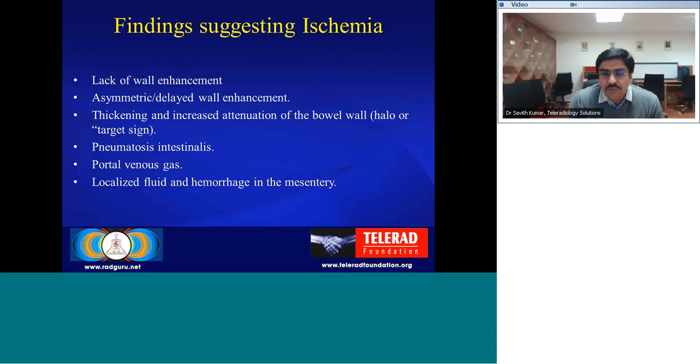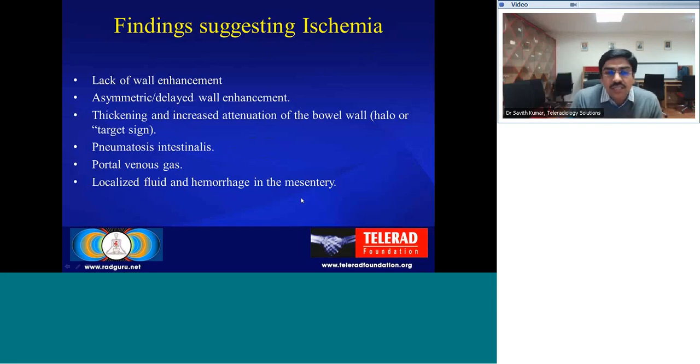One of the main complications, or the most important complication, is ischemia or ischemic injury to the bowel. There are various imaging appearances of ischemia. The most specific sign is lack of wall enhancement or asymmetrical or delayed wall enhancement. The other findings which we can see on CT are thickening and increased attenuation of the bowel, a halo or a target sign, pneumatosis intestinalis, portal venous gas, and localized fluid or hemorrhage in the mesentery.